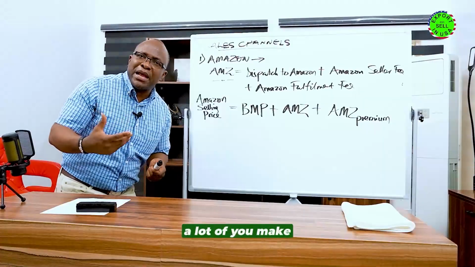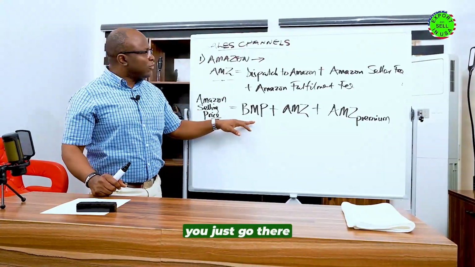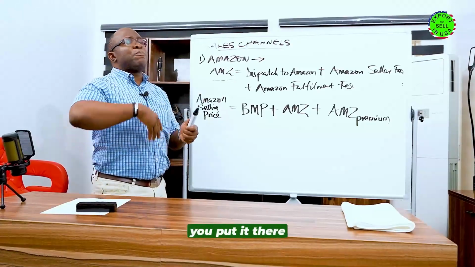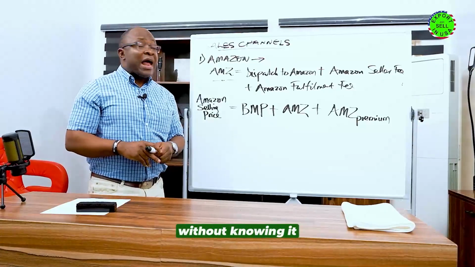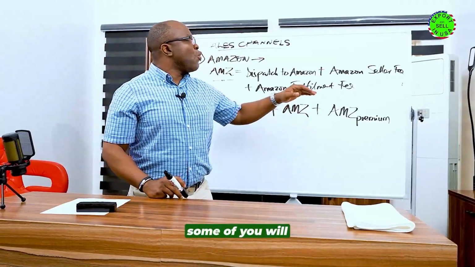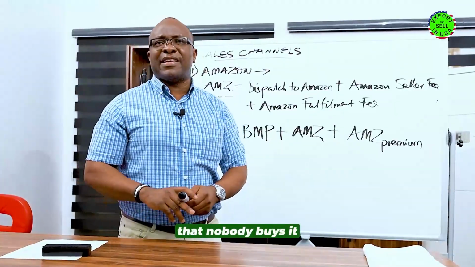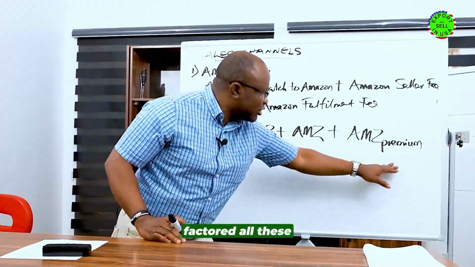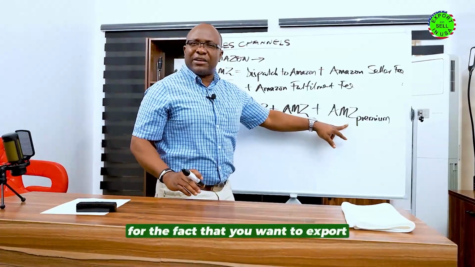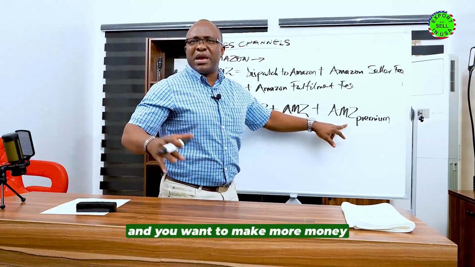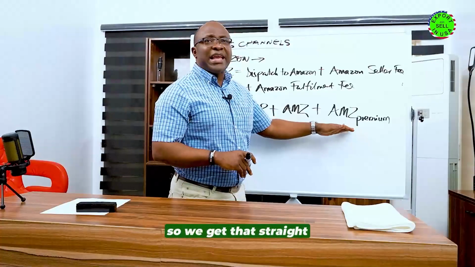But the problem a lot of you make is you don't even know what your BMP is. You just go there, how much are you selling this product for? You put it there. At the end of the day, some of you are making a loss without knowing it. And at times, some of you will price your product so high that nobody buys it because you have not factored all these things into account. This accounts for the fact that you want to export and you want to make more money because you are exporting. And all this should be computed in dollars. So we get that straight.